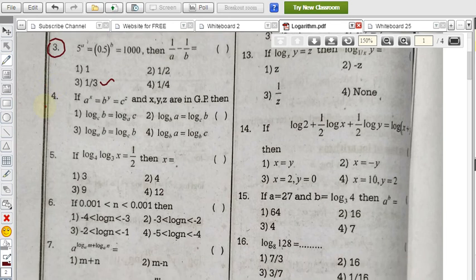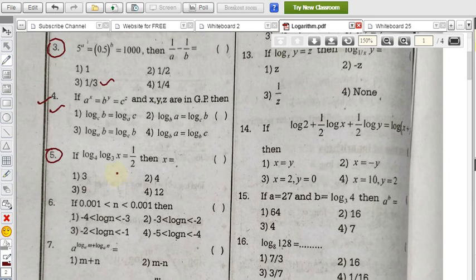Next, a power x is equal to b power y is equal to c power z, and x, y, z are in GP, so geometric progression. These problems I'll explain in the progressions topic separately. If you understand progressions, then you can understand this easily. So you can see this question in the progressions topic. Let me see the fifth one.